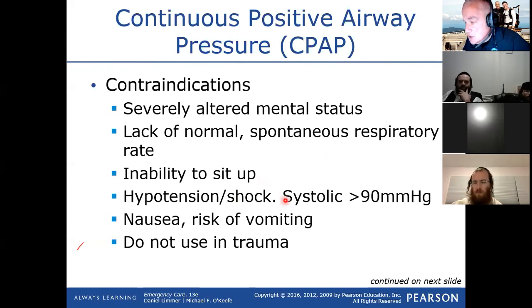Now, hypotension and shock. Most people having trouble breathing have high blood pressure because they're scared and adrenaline is released. But here's the reason why, and they define hypotension as a blood pressure less than 90. If you take somebody who's got a low blood pressure and you put them on CPAP, think about what's happening to the pressure in their chest when they're on CPAP, right?